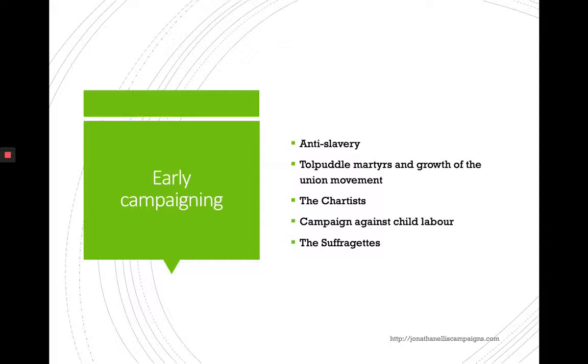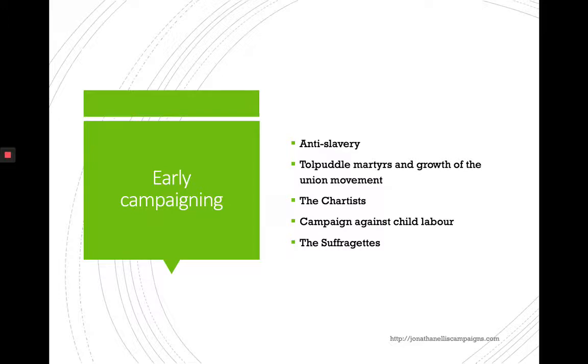The campaigns around promoting the growth of rights in the workplace. The Tolpuddle Martyrs, and the growth of the trade union movement. The importance of the Chartist movement, and I'll come back and say a few more words about those, because I think that's a really significant development. The campaign against child labour. We would completely not accept child labour today, and a real vigorous, robust campaign against child labour.